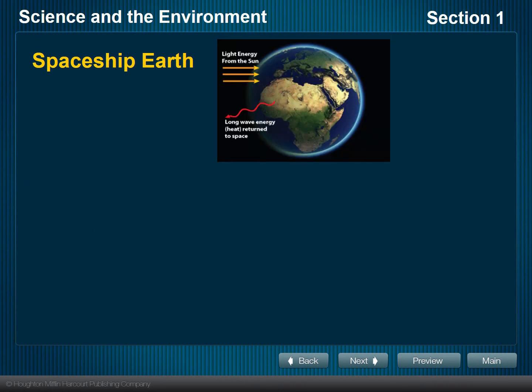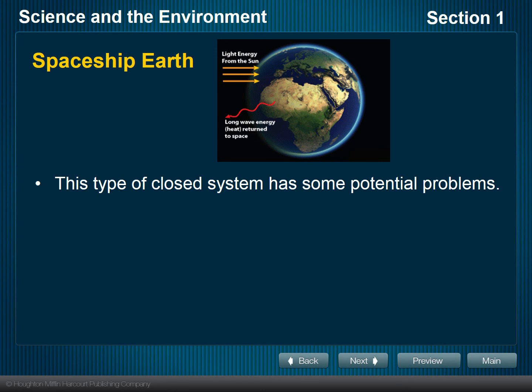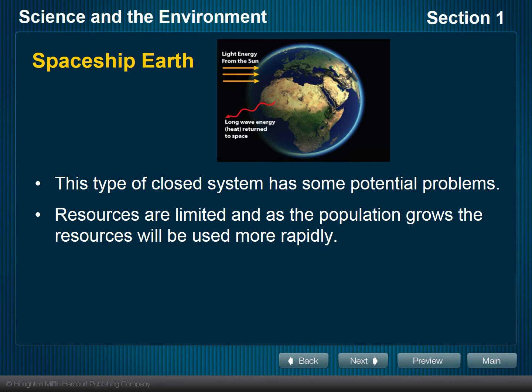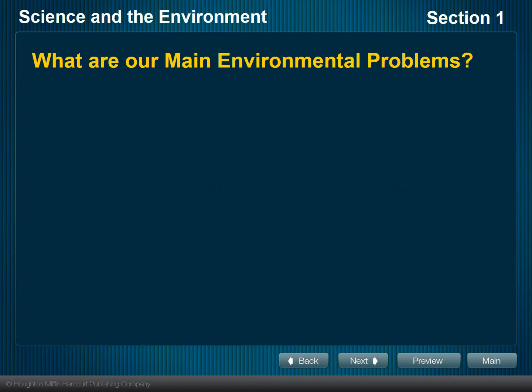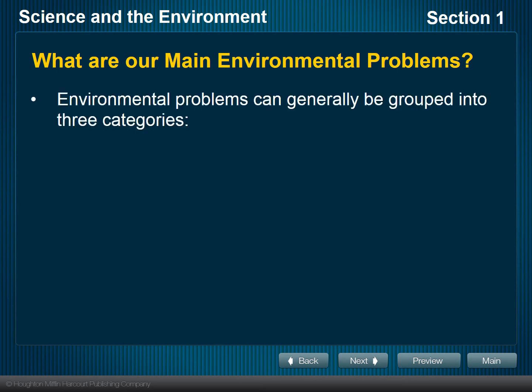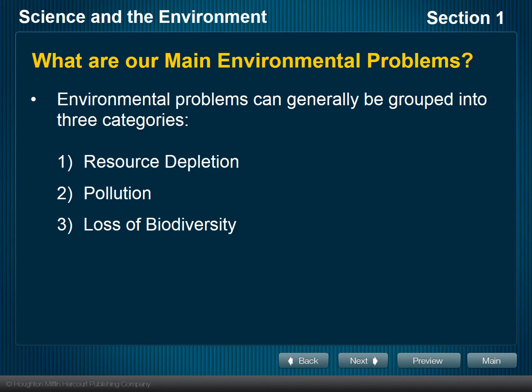This type of closed system has some potential problems. Some resources are limited, and as the population grows, the resources will be used more rapidly. There is also the possibility that we will produce waste more quickly than we can dispose of it. There are three categories that environmental problems can be grouped into. One is resource depletion, second is pollution, and the third is loss of biodiversity.